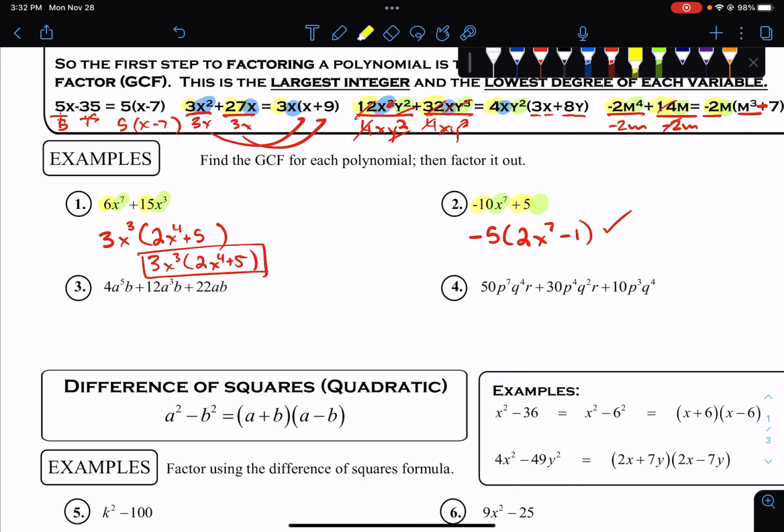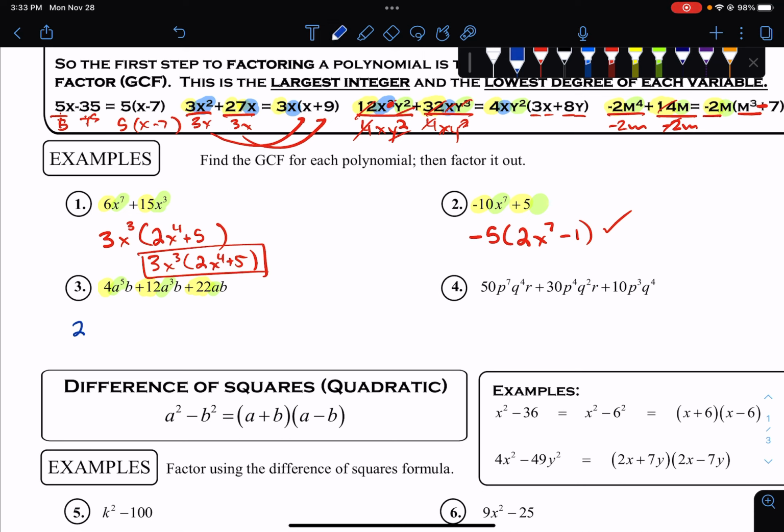Okay, number 3. I've got a 4, a 12, and a 22. So the largest thing I'm going to be able to take out is, what, a 2? And then I've got an a to the 5th. Oh, I don't want to use yellow. I've got an a to the 5th, an a to the 3rd, and an a.